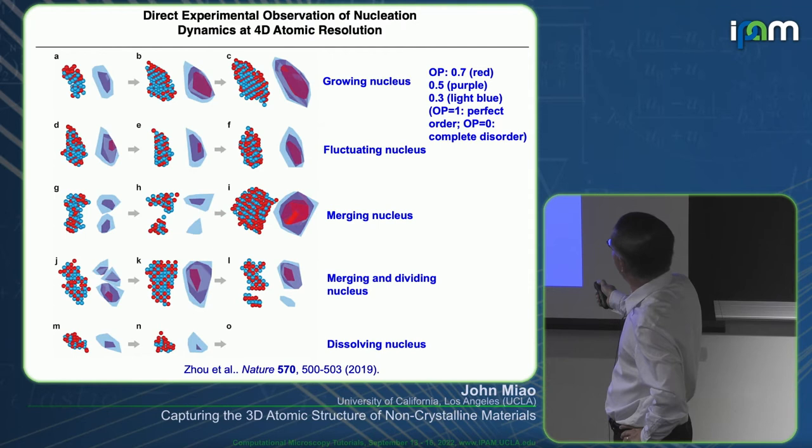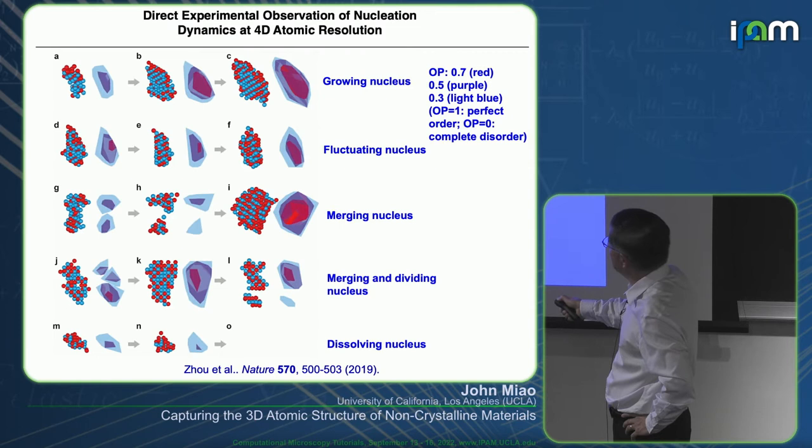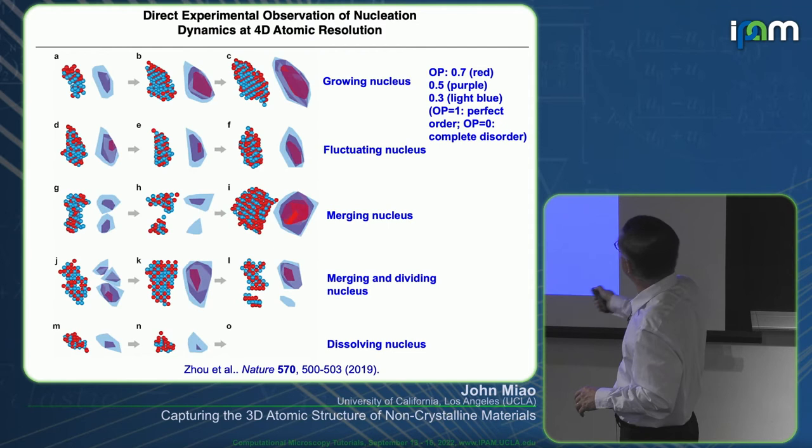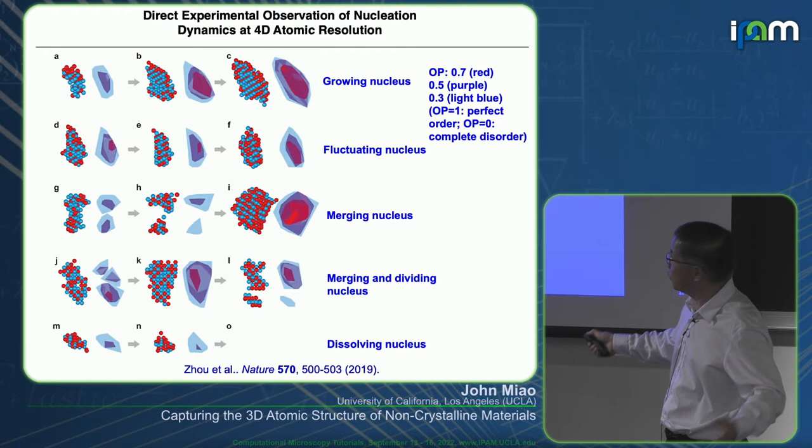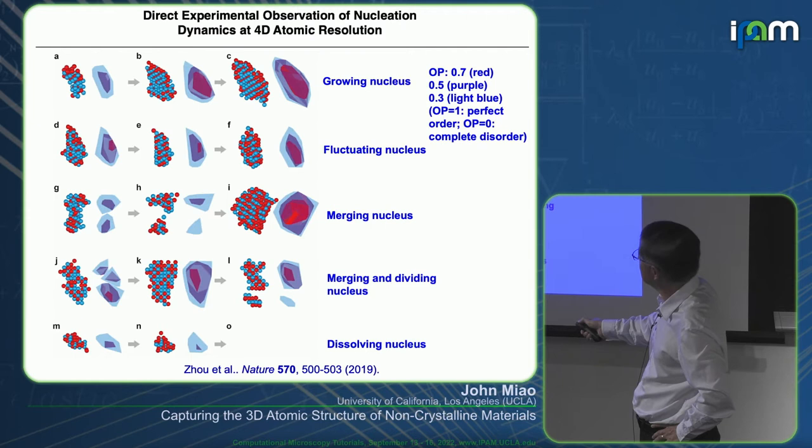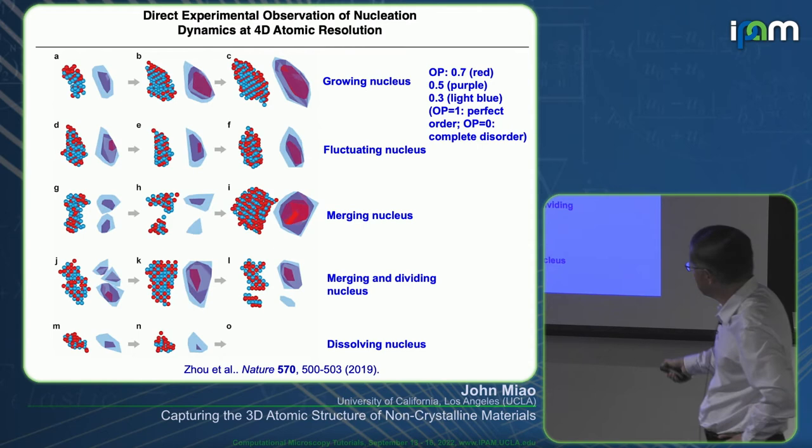The short range order: one means perfect, zero you can think of as liquid, completely disordered. This one is getting larger, and this one is fluctuating, larger, smaller, getting larger. Two are actually merging into one, three merging into one, and then dividing, and this one dissolved. We see all kinds of dynamics.